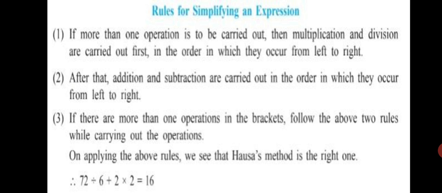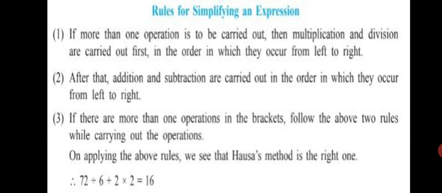Rules for simplifying an expression. First one, if more than one operation is to be carried out, then multiplication and division are carried out first in the order in which they occur from left to right. So, among all four operations, multiplication, division, addition and subtraction, first you have to look for multiplication and division. Between multiplication and division, if you have to choose, then you start with the one which appears at the start, left. If multiplication is towards the left, then start with multiplication. If division is towards the left, then start with division and move on towards the right.